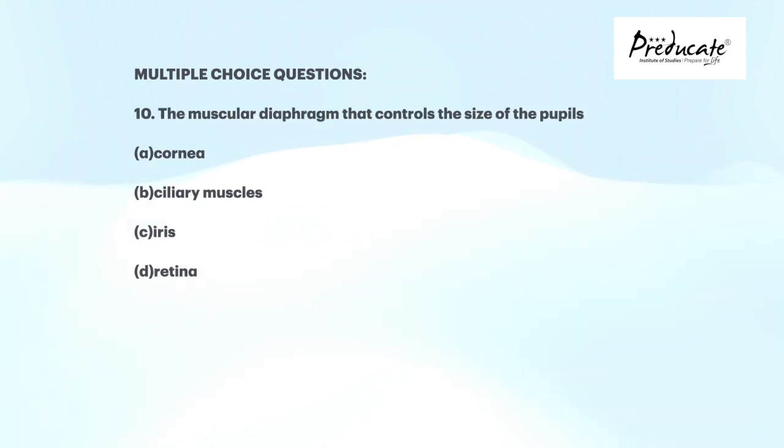The muscular diaphragm that controls the size of the pupils: A. Cornea, B. Ciliary muscles, C. Iris, D. Retina.